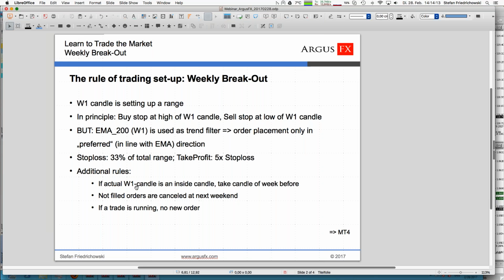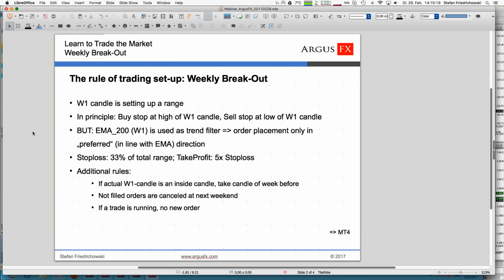Another rule for that kind of setup is if until the end of the week our order is not filled, so our order is not activated, then we cancel that order for the next week and replace it with a new one based on the actual W1 candle. And the next rule is quite simple. If we already have an ongoing trade on that specific symbol, then we don't open another trade on that symbol. We don't want to have multiple trades for one setup for one symbol. Those rules I can recommend, and they have to do with risk limitation and with not having too much activity in a single underlying. So those are the basics of that setup.